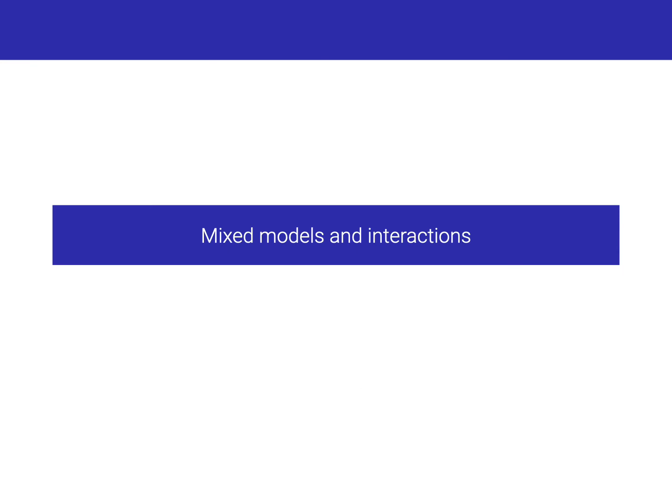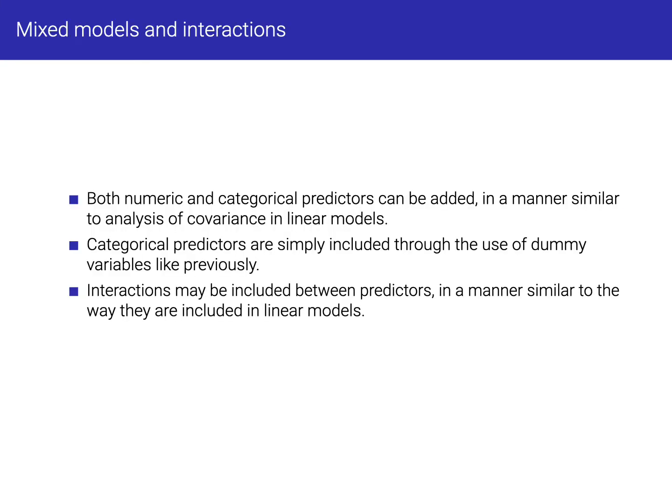So now let's talk about how we make these models slightly more complex. How do we include additional terms in our models? Both numeric and categorical predictors can be added.